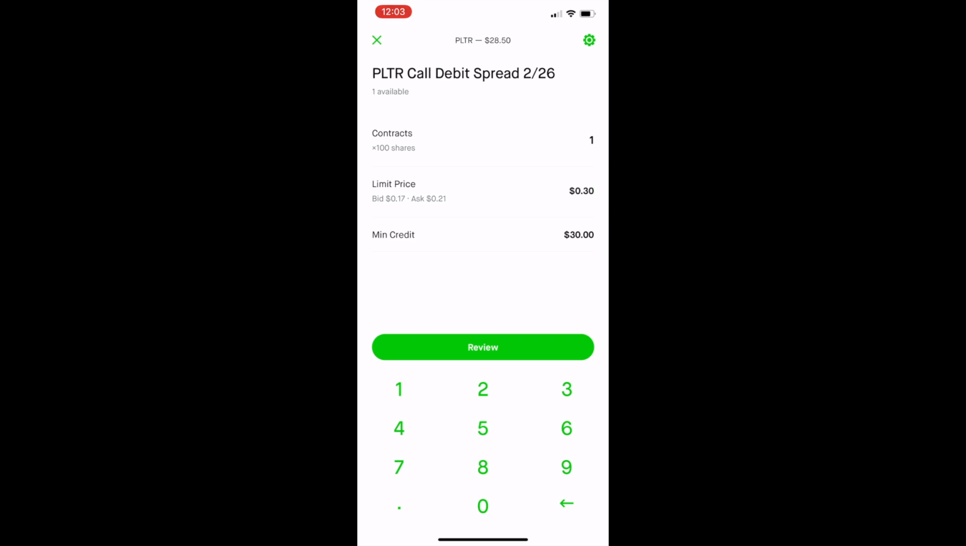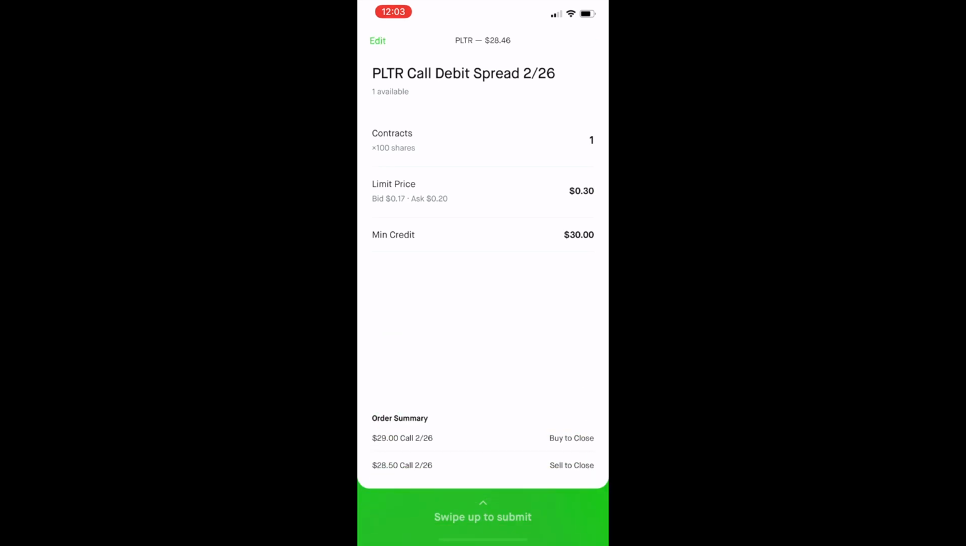Since the prices of the legs are pretty far apart from each other right now, it's not going to give me that option whether I wanted to receive a credit or pay a debit. But just know that since I'm placing a closing order on a debit spread, that means that I want to take in a credit. So you review and you'd swipe up and then you'd be good to go.